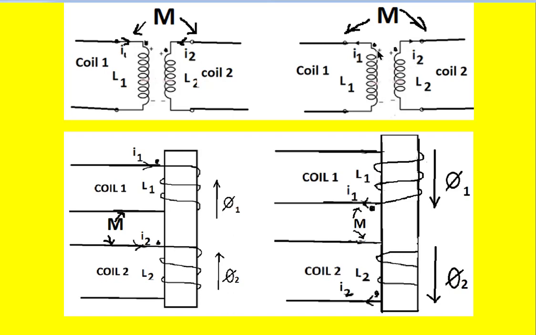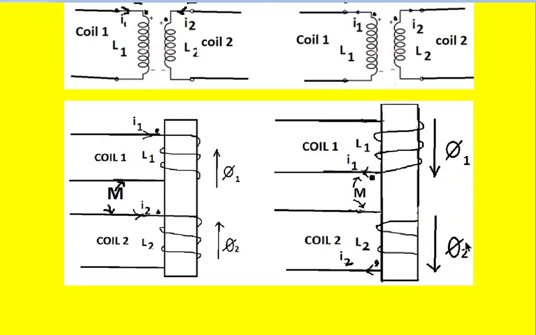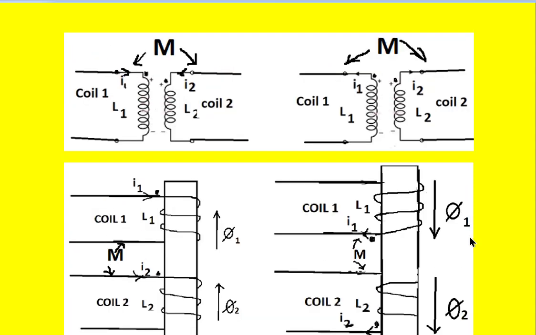So here current leaves, here also current leaves. So at the leaving points of the winding, we put dots here. Here current is leaving, I1 is leaving this winding, so it's put as a dot here. Similarly here I2 is leaving the winding at this point, so put dots here. So in both the cases, the fluxes phi1 and phi2 are aiding each other.